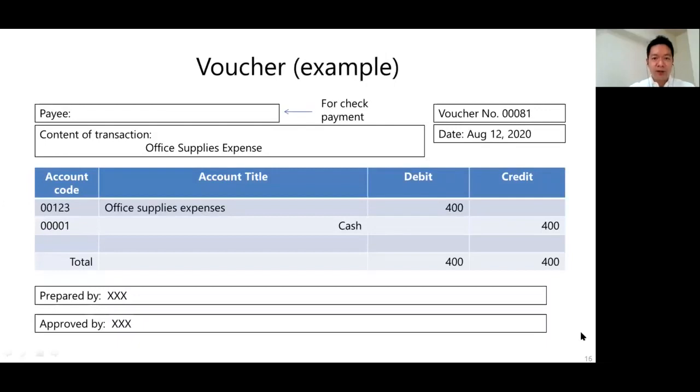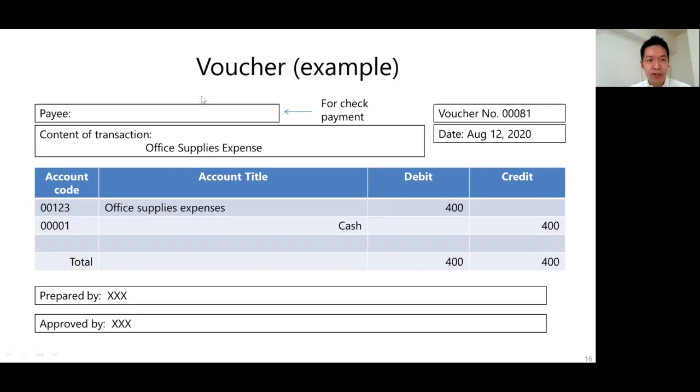Next one is about voucher making. This is an example. This kind of voucher is attached with the receipt or invoice. Together with the voucher and these receipts and invoices, you will record it in the computer for the journal entry or record it in a book. Let me briefly explain about the format.